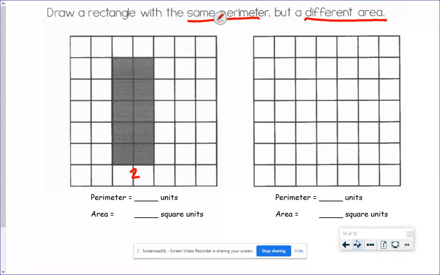So that is 2, and that is 5. 5 plus 2, adding 2 of the side lengths, is 7, and then if I'm adding the other 5 and 2, then 7 plus 7 is 14.